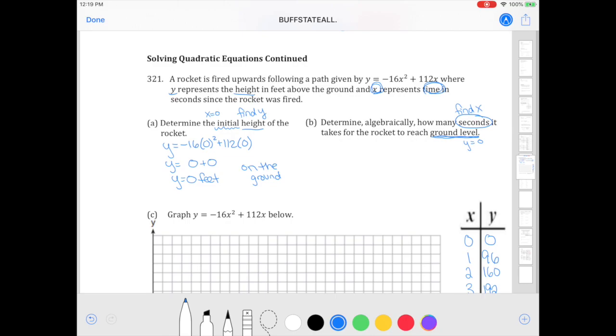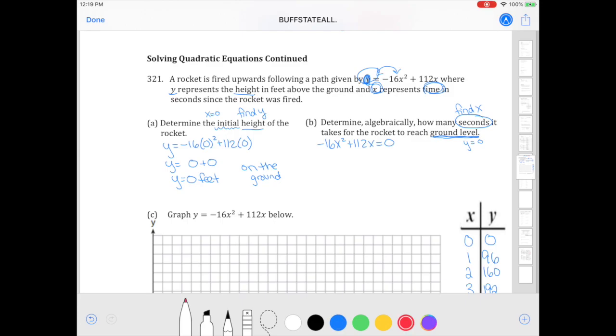So what I'm going to do is put y equals 0 in my equation. So I'm going to put a 0 right here. So it's going to be negative 16x squared plus 112x, and I'm going to set it equal to 0 instead of equals y like it was given originally. I'm just plugging in 0 where I see a y. Now I know the 0's in front here. I just flip-flopped the sides of the equation because it makes more sense to see the 0 on the right side. That's where you guys are used to seeing it.